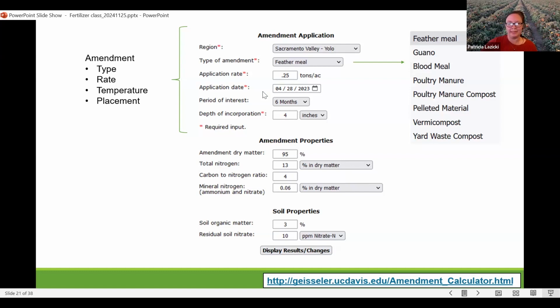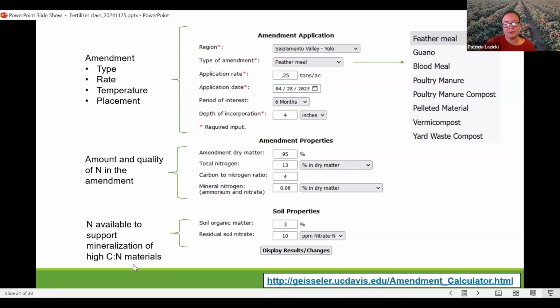You'll put in the application rate that you plan to use, and then the date. And again, it'll use that to make the temperature correction, the period of interest, and then also the depth of incorporation. And unfortunately, it doesn't support surface placement right now. There's a place where you can add in the amount of nitrogen, the carbon to nitrogen ratio. If it's something like a compost and your values are for as is, so including moisture, you can also put in the amendment dry matter.